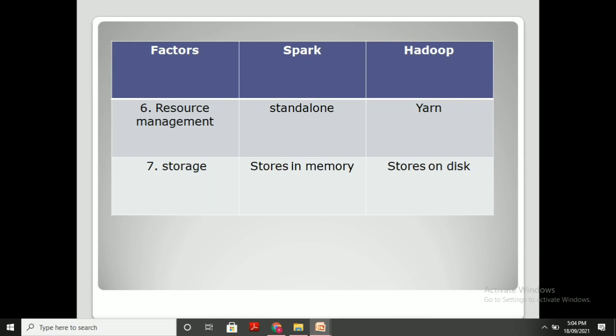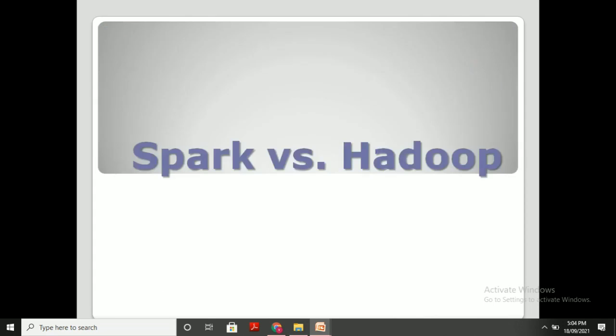Next is the storage. Spark stores in memory whatever computation is being done, whereas Hadoop stores all the data onto the disk. So this was the basic difference between Spark and Hadoop and the differentiating points.